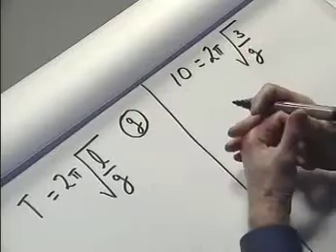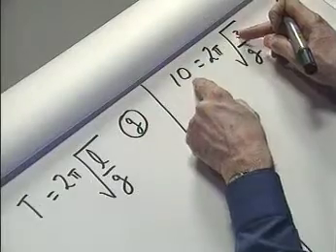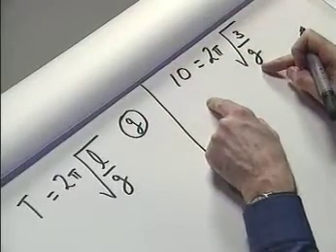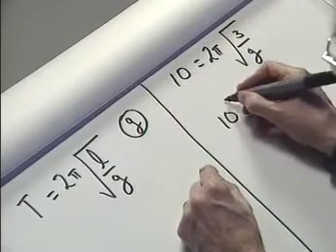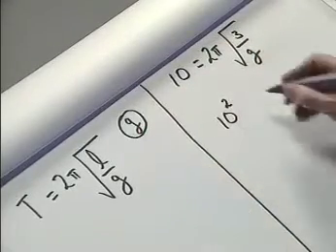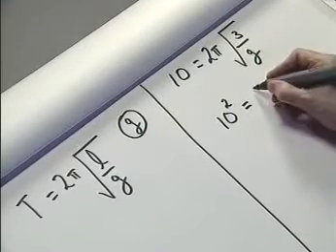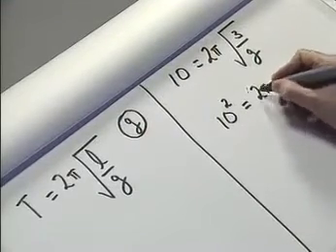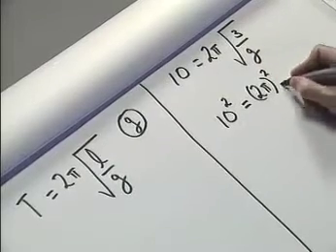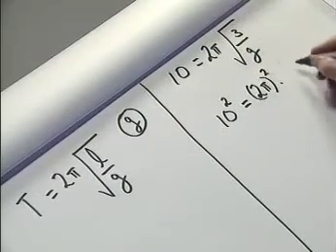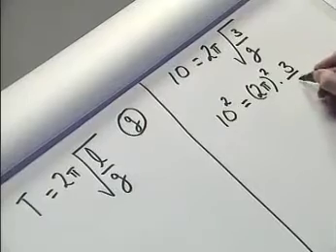And the way to get a square root sign to disappear, so to speak, is to square both sides. Reverse the operation, if you like. So we'll square both sides of this equation. So 10 multiplied by itself, I'm going to write it as 10 squared, equals 2 pi multiplied by itself, because we're squaring the whole of both sides, times by, and I square this, 3 over G.